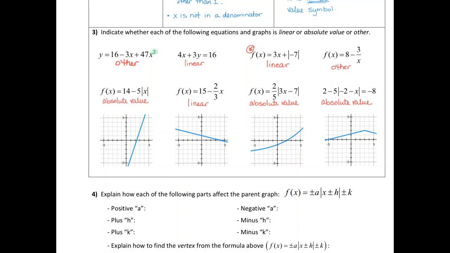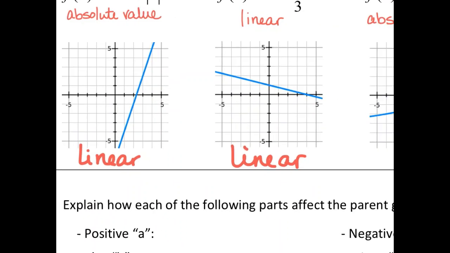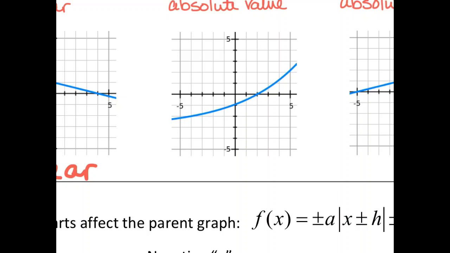Remember that the graph of a line is just a straight line. It doesn't have any bends or curves in it. So these first two graphs are both linear. This third graph does have a curve, and it's not V-shaped. Therefore, this is another type of function. So we're going to say other.